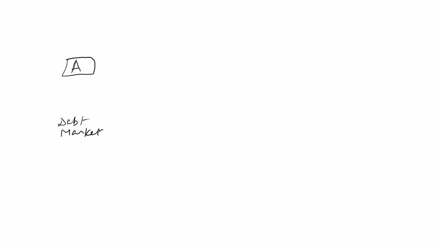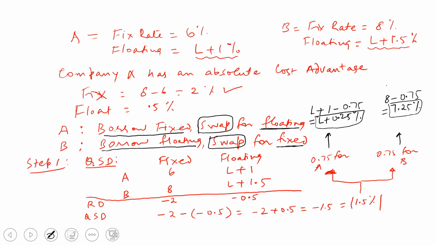Likewise, there is company B here, and company B, just like company A, also has access to the debt market, right? So what did we say on the previous screen? That company A has an absolute cost advantage. So let's go back there and see.